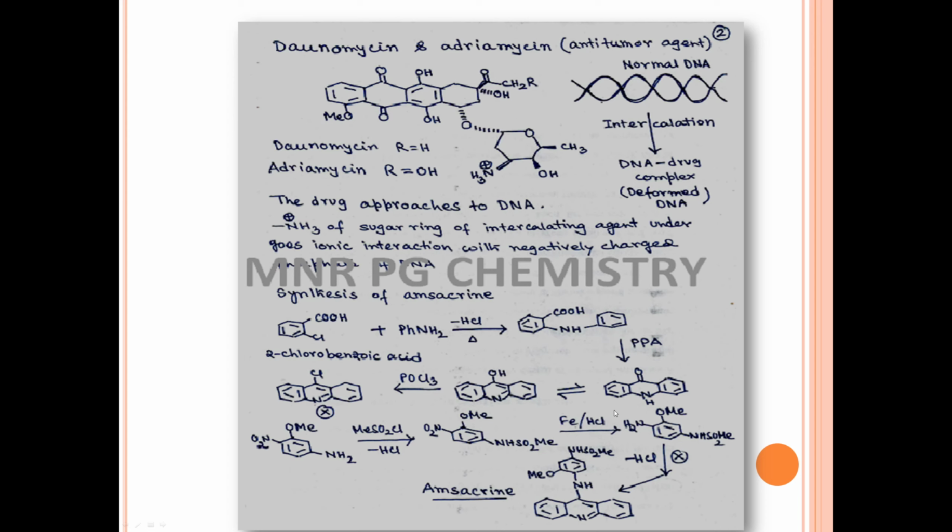Now by using tin and HCl, or iron and HCl, that nitro group undergoes reduction. And when this molecule undergoes the reaction with that X molecule, which we have already prepared from orthochlorobenzoic acid, then nucleophilic substitution happens, HCl goes, and we get the molecule amsacrine.